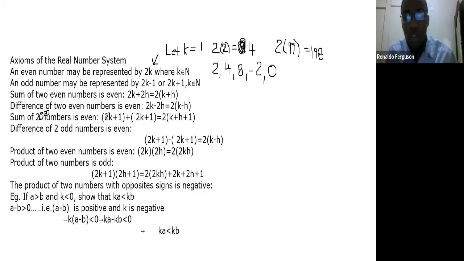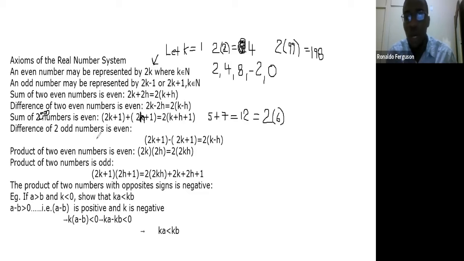As if we're adding an odd number 2k plus 1, and adding another odd number 2h plus 1. When we add them together, we get 2k plus 1 plus 2h plus 1. So that's 2k plus 2h plus 2. We can factor out a 2 and we get 2 times k plus h plus 1. That's why the sum of two odd numbers is even. For example, 5 plus 7 is equal to 12, and 12 is an even number because it can be written as 2 times 6, in the form 2 times k.